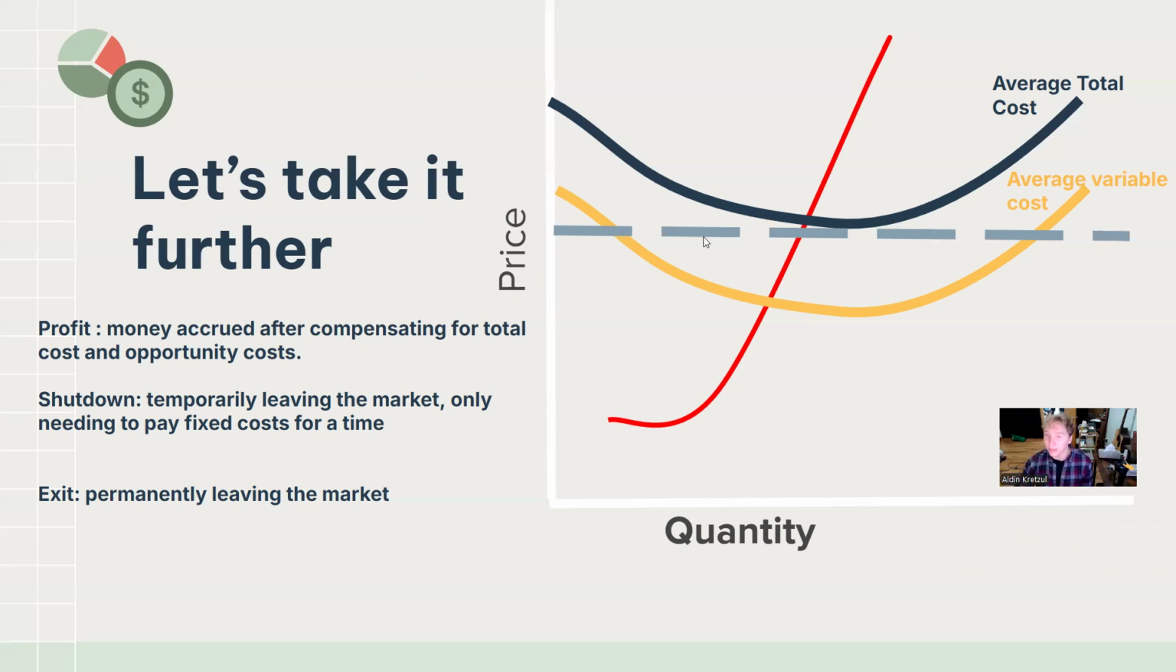And now, when do I exit permanently? That's when it's below my average variable costs. Because then, quite frankly, I am losing way more money than I could hope to gain in the immediate future.